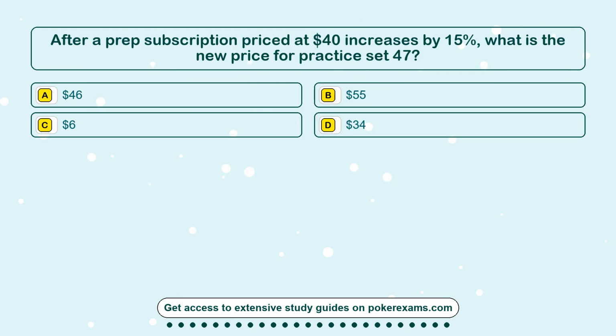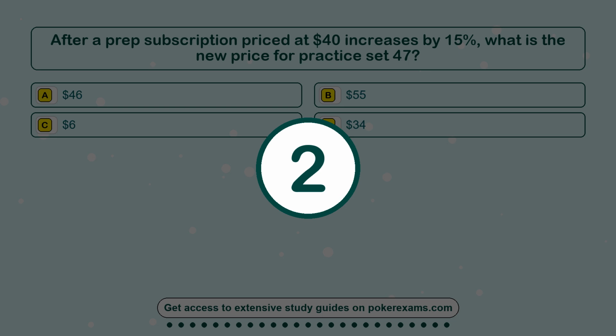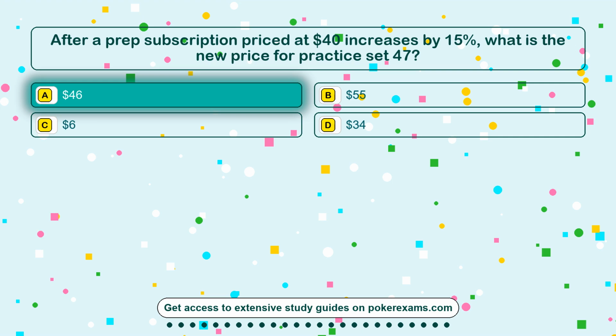Question 3. After a prep subscription priced at $40 increases by 15%, what is the new price for practice set 47? Option A $46. Option B $55. Option C $6. Option D $34. The correct answer is option A, $46.